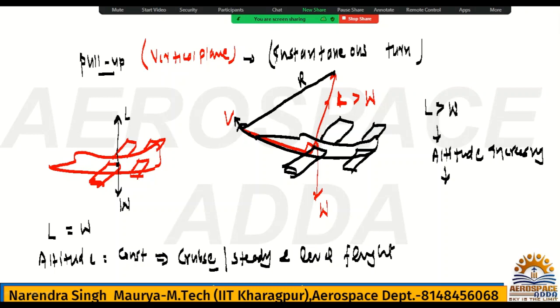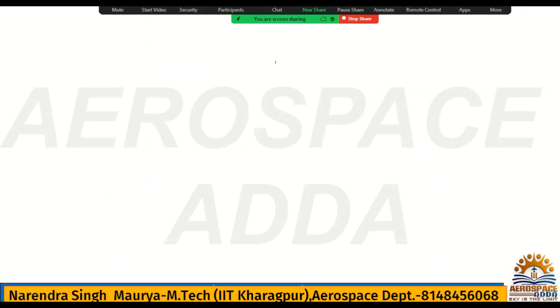You can think like this: aircraft climbing means it is gaining altitude. So earlier it was running on the ground. Okay, I will show you in different diagrams. It will be more clear to you. Suppose this is the horizontal. Aircraft is standing here.